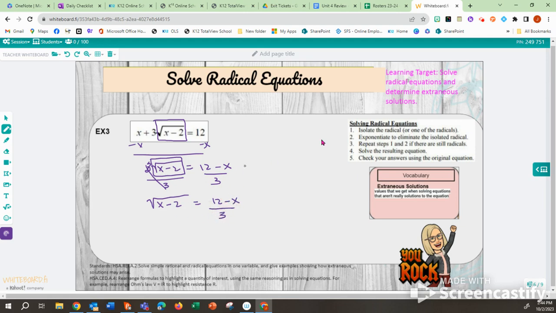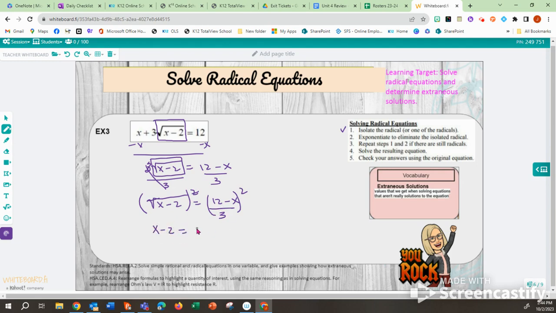We have our square root isolated, so we've done this step. We're ready to exponentiate both sides. This is a square root, so we're squaring both sides. The square and the square root will cancel out. That's going to leave me with x minus 2.